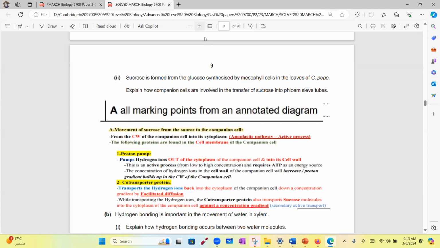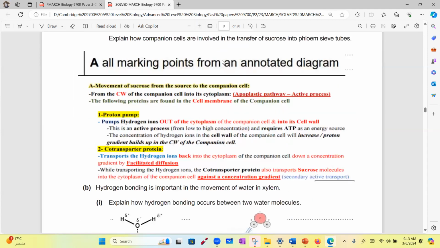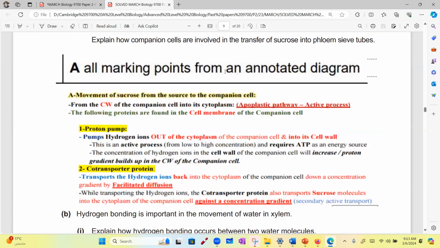Okay. This is snipped from the notes you study from. And the mark scheme, I was very happy to see that all marking points from an annotated diagram are accepted. So any time you see that a small diagram will help you in your answer, go ahead. They accept annotated diagrams. Pencil, pen, whatever, but pencil is fine. Oh, all marking points from an annotated diagram.